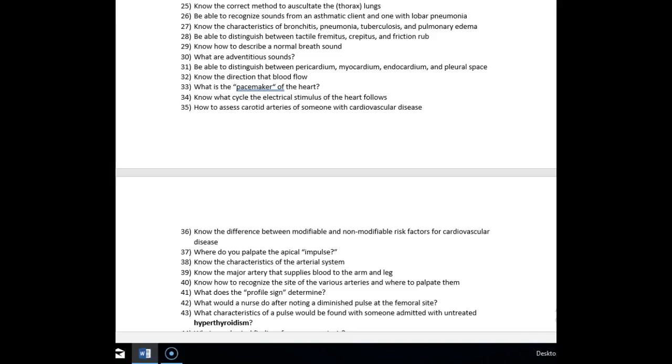Okay. Know the difference between modifiable and non-modifiable things as far as behaviors and stuff like that. So, modifiable and non-modifiable risk factors or behaviors.